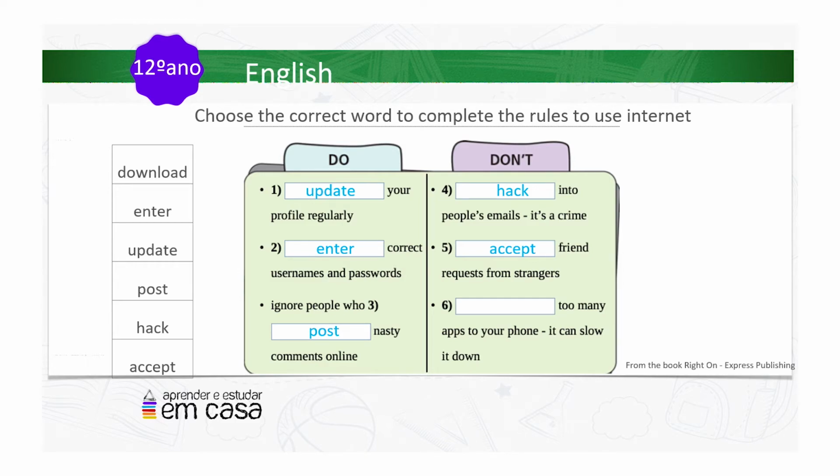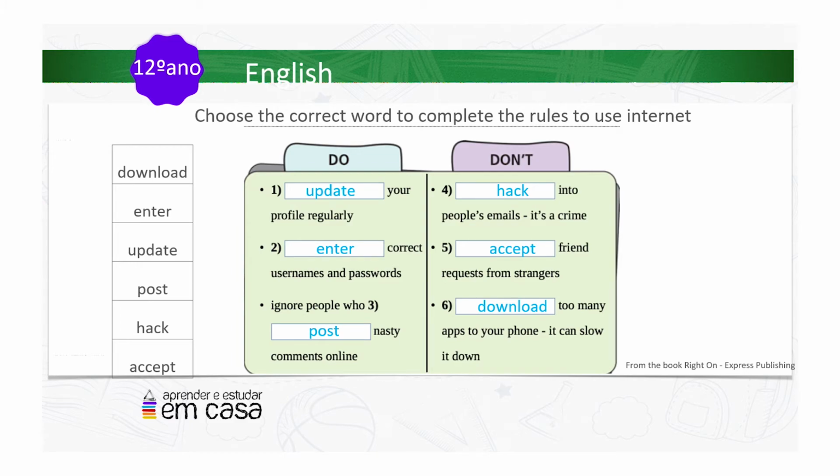And the last one, don't download too many apps on your phone. It can slow it down. So we know that we have many apps nowadays. Every hour there's something new, and we want to be all over the internet, being connected with everybody. So remember, it's going to slow down your devices. So do you think these are good advice?